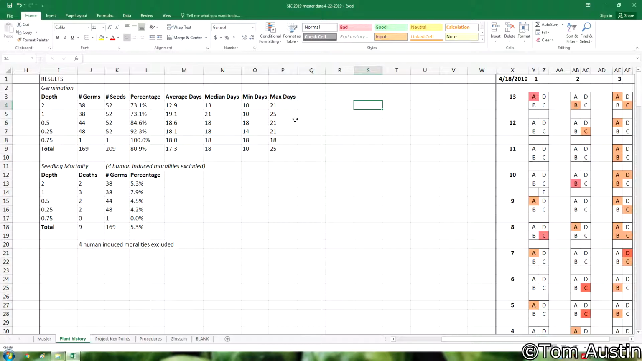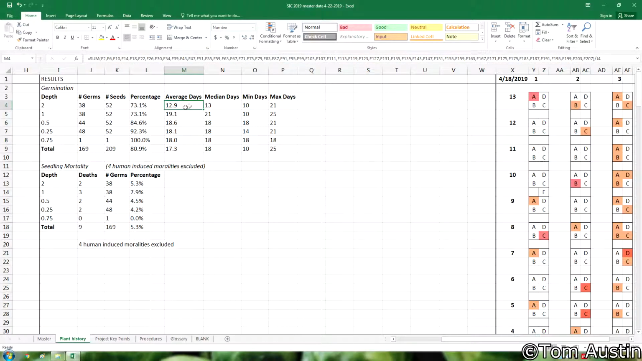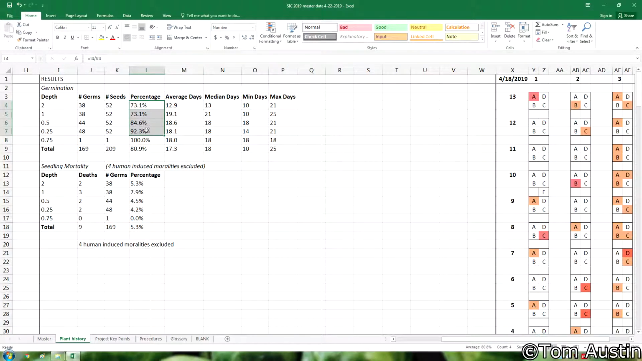The biggest two things of interest here is the average days to germination, as well as the median. Just these are paired together. One median complements average. But the biggest thing to note here is the average day column for these four, as well as the percentage of germination.